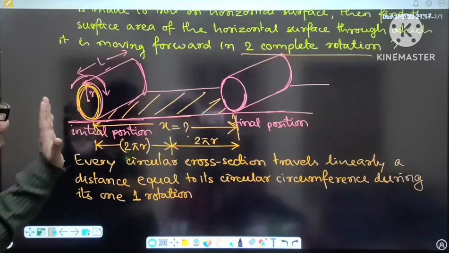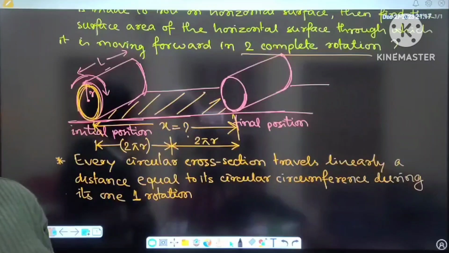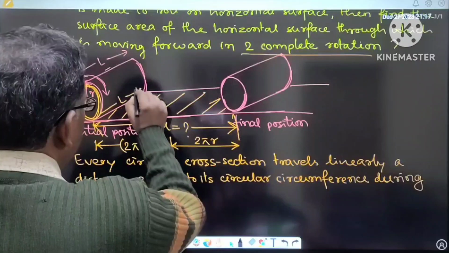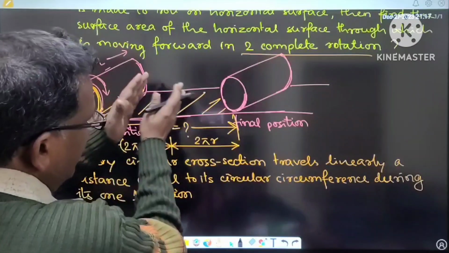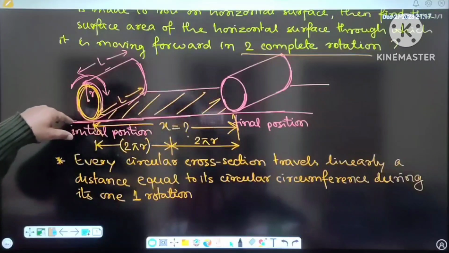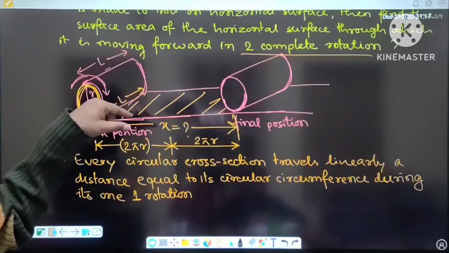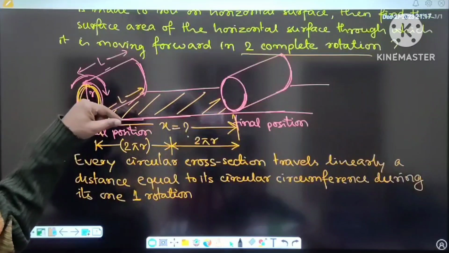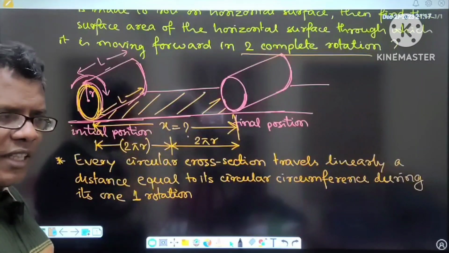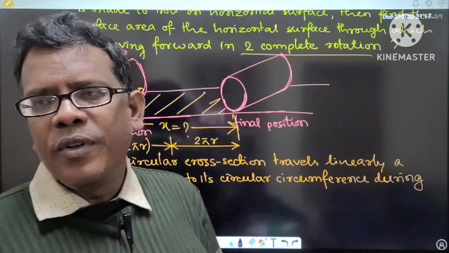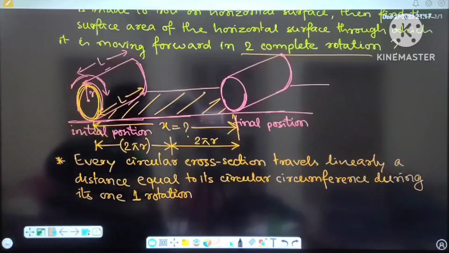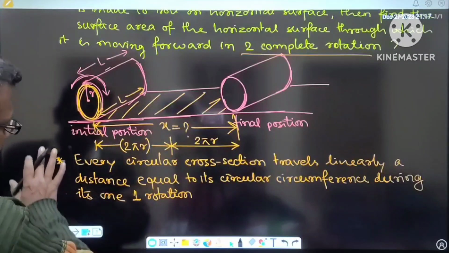It is traveling total how much? 4 pi r, and its length is involved in the process. So this shaded region, isn't it a rectangular surface? Yes or no? Tell me, the shaded region of the horizontal plane through which it is moving forward during the process of rolling, that is a rectangular plane.